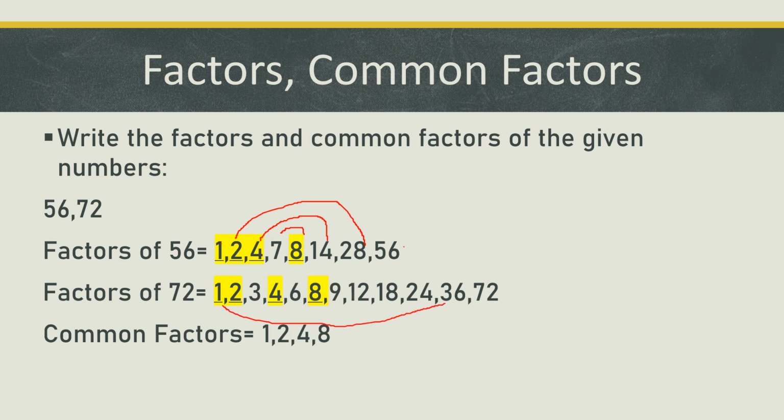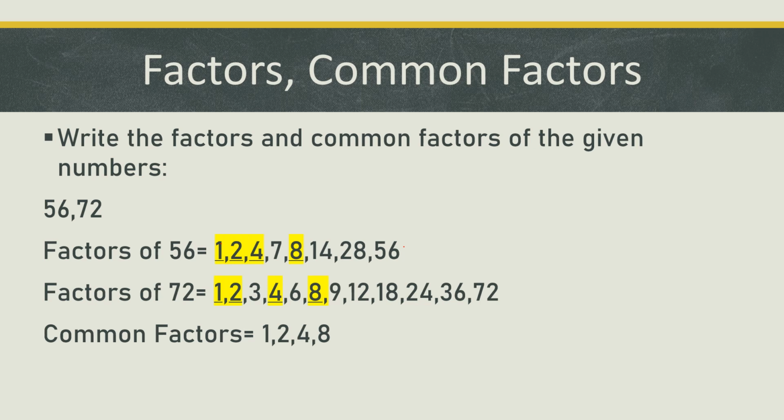Then 1 72 is 72. Then I can write 2 36s are 72. Then 3 24s are 72. 4 18s are 72. 6 12s are 72. 8 9s are 72. See the easy methods. Either like I said by multiplying, or you can do it by the division method.